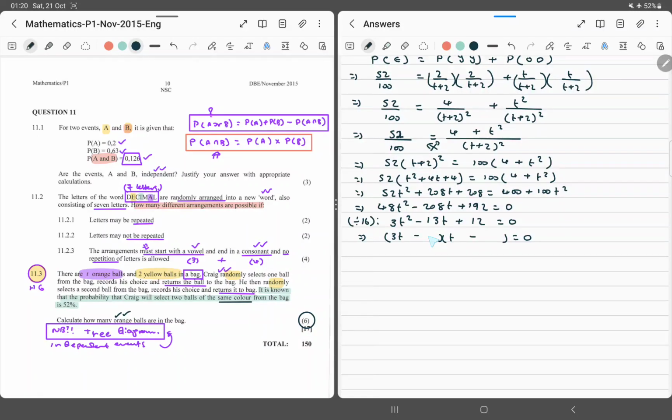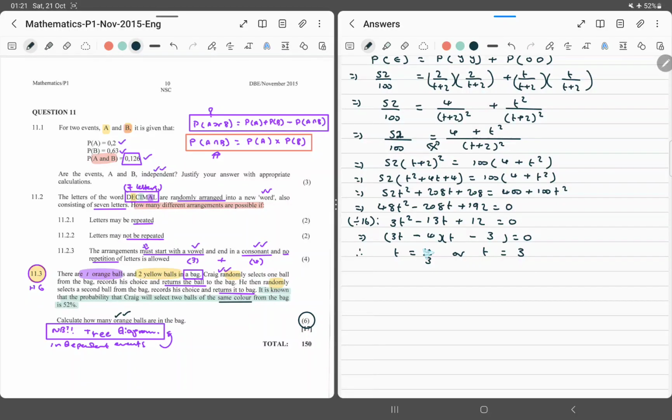So let's say, let me see. 12 is 4 and 3. Right. So maybe let's put 3 here and put 4 there. What is that? So 3 by 3, that's 9. 9 plus 4, that's 13. Great, so this one works. So therefore our t is going to be equal to 4 over 3, or t is equal to 3.